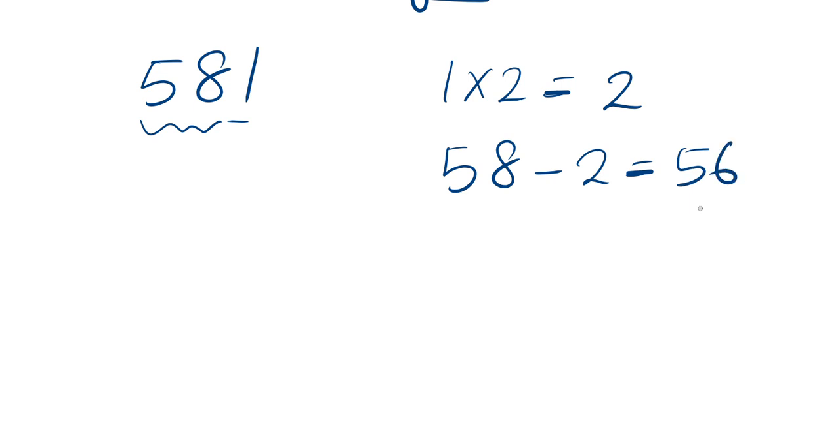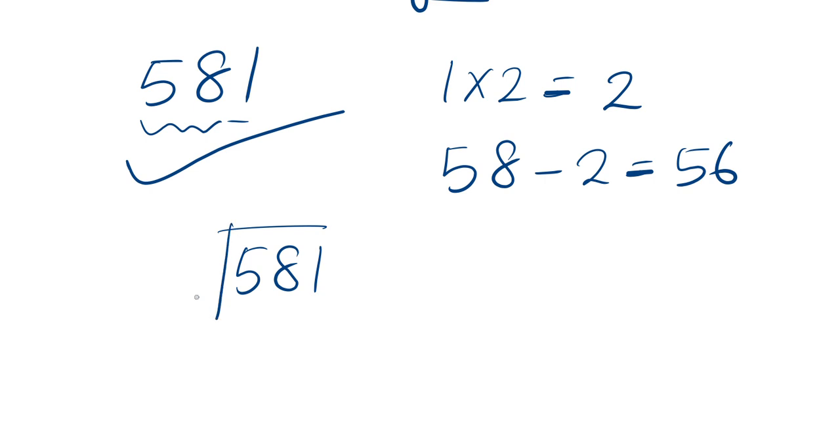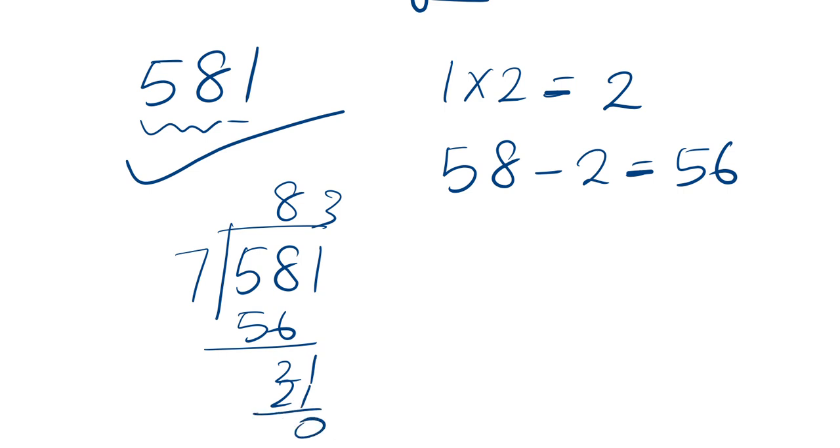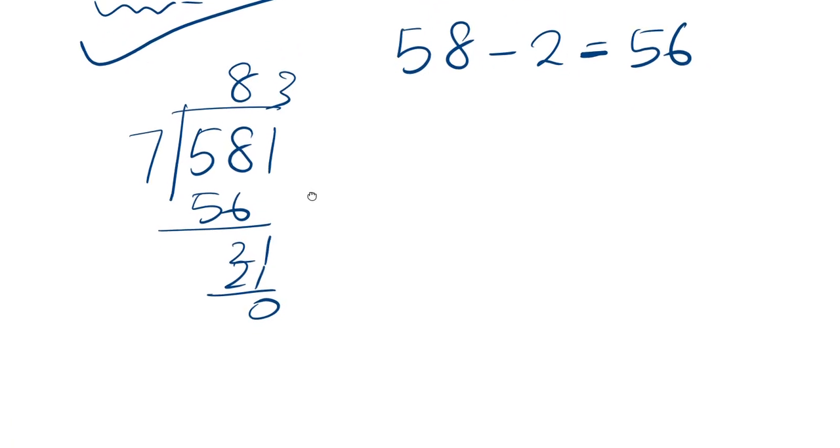This 56 is divisible by 7, is it? Because 7 into 8 is 56. So 581 is divisible by 7. We can check 581 divided by 7. So 8 into 7, 56. 58 minus 56, 2, 21. 7 into 3, 21. So remainder 0. That means this number is divisible by 7.